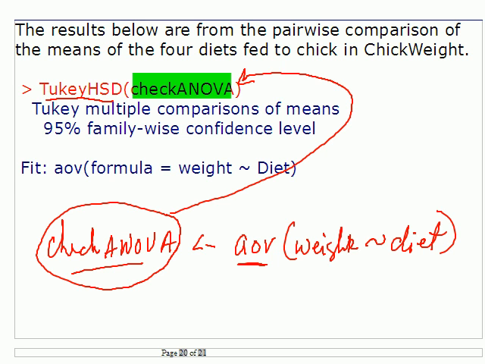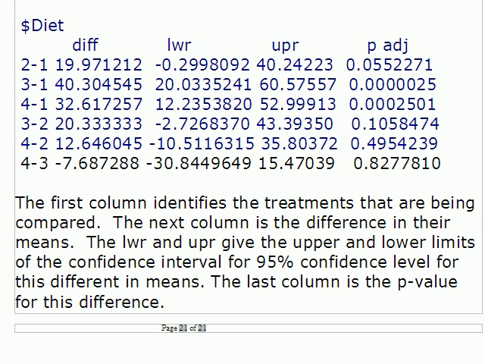Okay, and this is the result of it, and then it's going to be more on the next page. So this is the R command for doing the Tukey analysis. You give it the variable name of the analysis that you performed earlier. And this is what you get out.